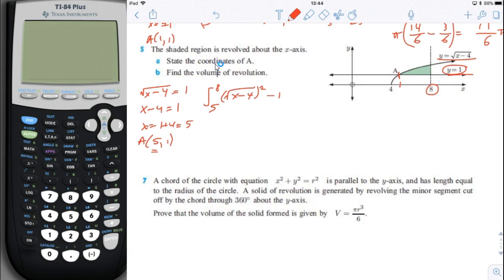Oh, I'm sorry, messing up the formula here. Remember, you've got to put a pi here, first of all. Then you're going to have the outside function squared, and then you're going to have the inside function squared. The inside function is simply y equals 1, so it would be 1 squared, and then dx, okay? And so let's do this integral here.